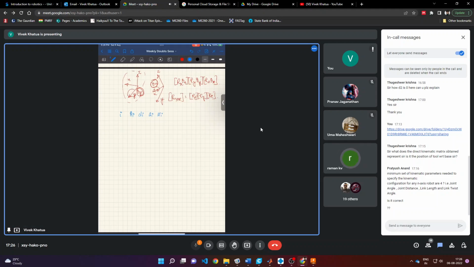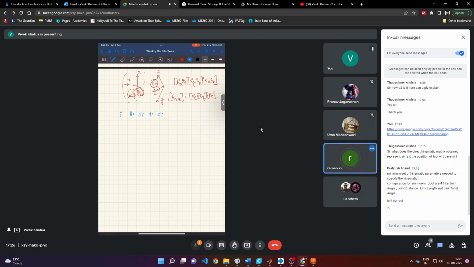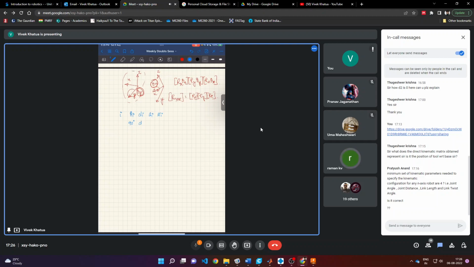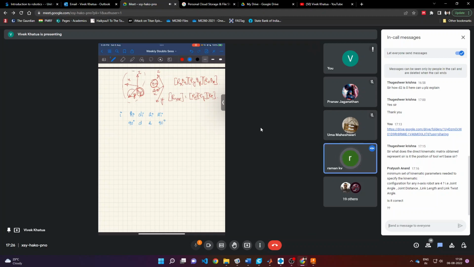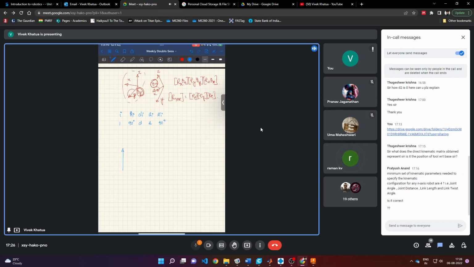So theta i, d i, a i, alpha i. It is like 90, some D, A, and 90, right? Just take some values, okay? D, A, 90. This is what our transformation is, right? Remove the intermediate one. We have only the 0 and 1 frame. Remove the intermediate one. So let me take a frame like this, Z1.